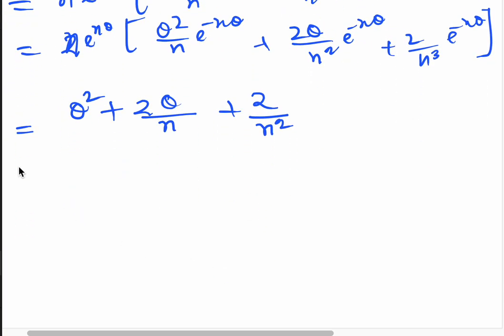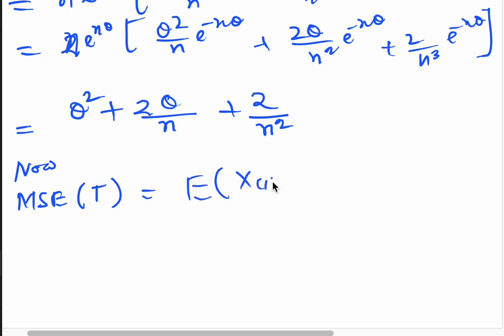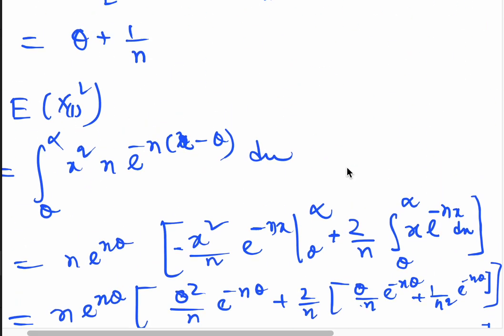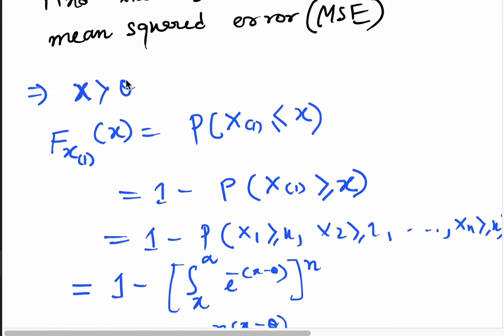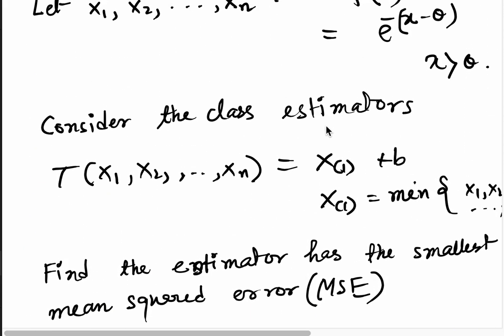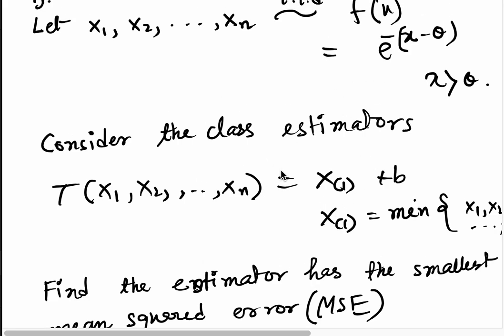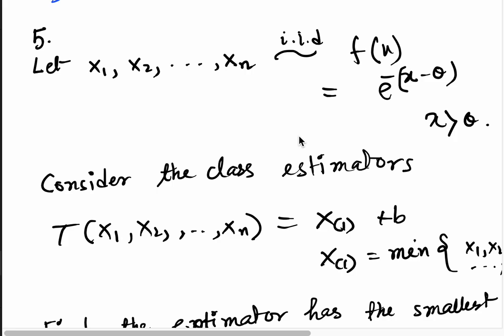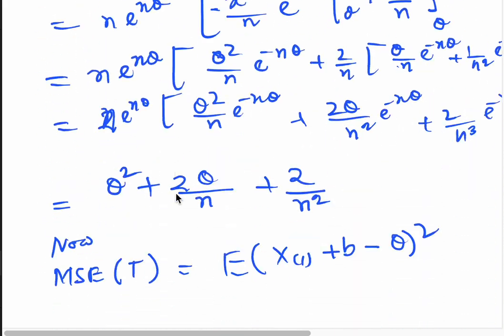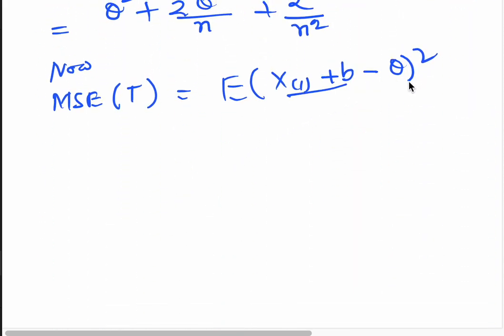Now let's calculate the mean square error in T, that is expectation of (X1 + b − θ)². So we want to estimate θ. To estimate θ we use the statistic X1 + b, or this function. So now calculate the mean square error, that means this minus the actual value of θ, this is the estimation and this is the actual value.